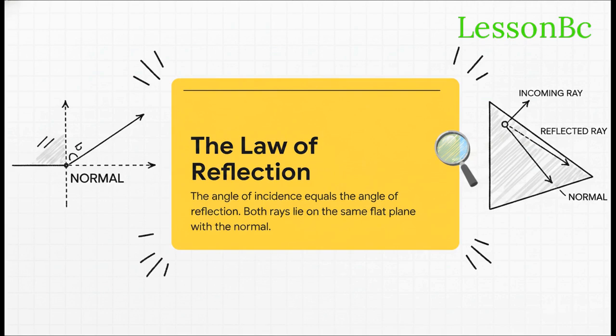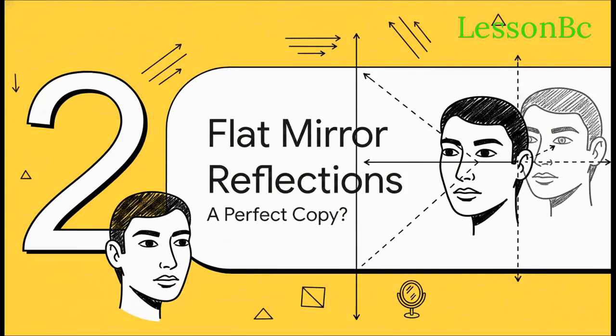And second, the incoming ray, the reflected ray, and an imaginary line we draw straight out from the surface, called the normal, they all line up perfectly on the same flat surface. That's it. Simple, elegant, and it's the foundation for everything we're about to cover. Okay, so we've got the laws.